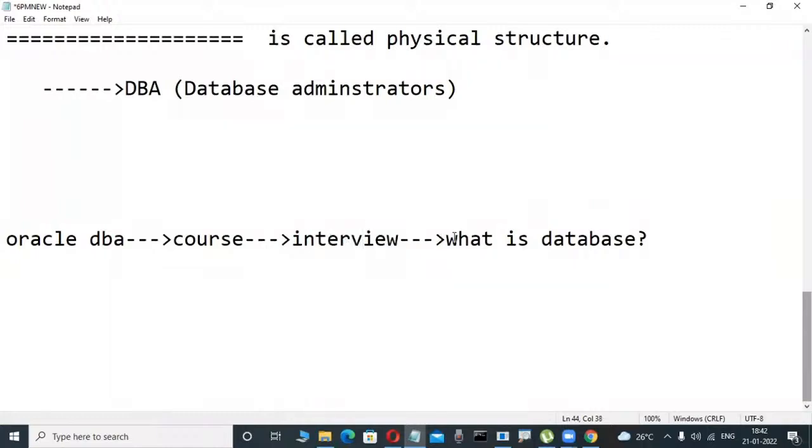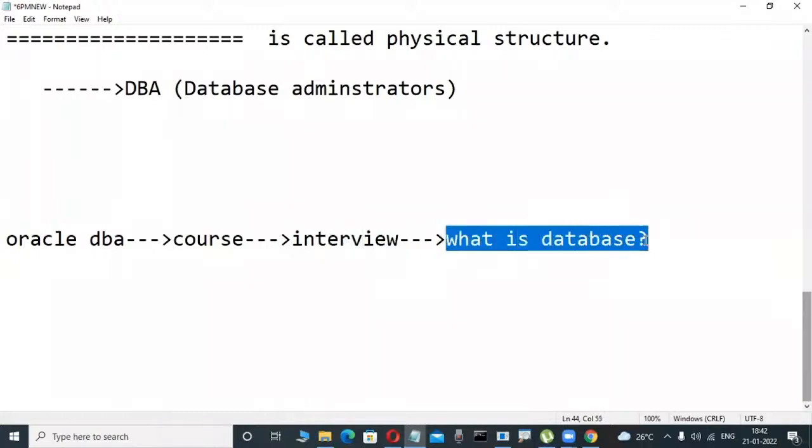That's why, when the interviewer asks a DBA programmer what a database is, I am not telling that it is a place which stores a structured collection of data, because that is wrong. That is the logical side. I am not telling only that. I am telling the physical side.